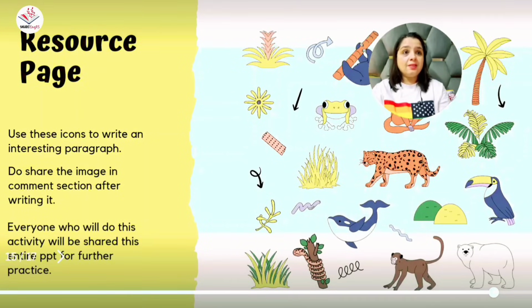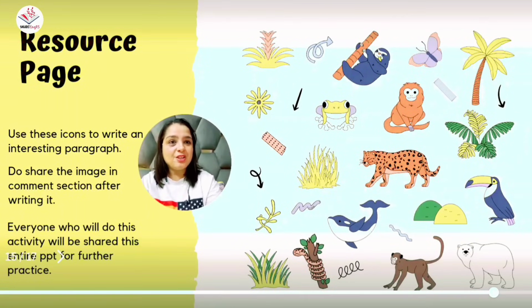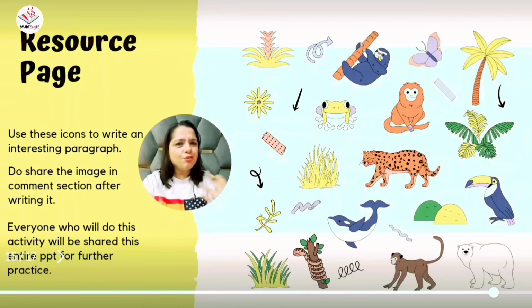So this was the classwork and there is some homework also. This is the resource page and you can see so many icons on this page. There are some elements, some plants or animals. It's a mix of everything. So what I want you to do is write an interesting paragraph using all these icons or a few of these icons, and also you can draw some of these icons making a border of it and share that image in the comment section.